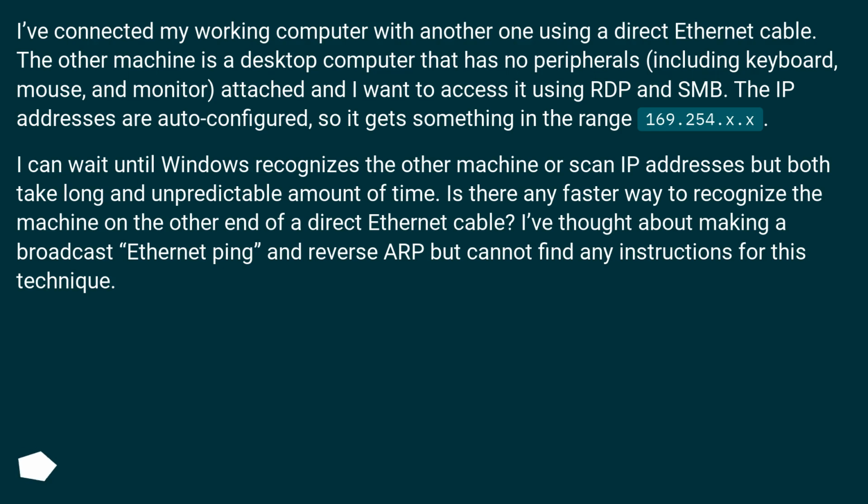The IP addresses are auto-configured, so it gets something in the range 169.254.x.x. I can wait until Windows recognizes the other machine or scan IP addresses, but both take a long and unpredictable amount of time. Is there any faster way to recognize the machine on the other end of a direct Ethernet cable? I thought about making a broadcast Ethernet ping or reverse ARP, but cannot find any instructions for this technique.